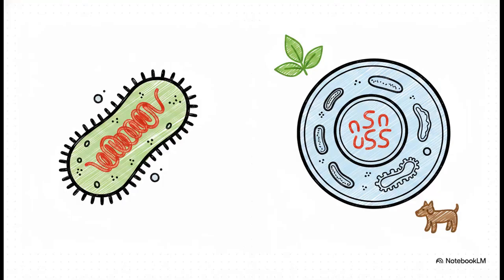Okay, so now we know the rules, but not all cells follow the exact same design. Think of it like this. You've got 2 main blueprints. On one hand, you have the simple, kind of studio apartment version, the prokaryotic cell. Think bacteria. Then you've got the big, complex mansion with lots of rooms, the eukaryotic cell. That's what you, me, plants, and animals are made of. The biggest difference? Eukaryotic cells have a special room, the nucleus, to keep their DNA safe and sound.